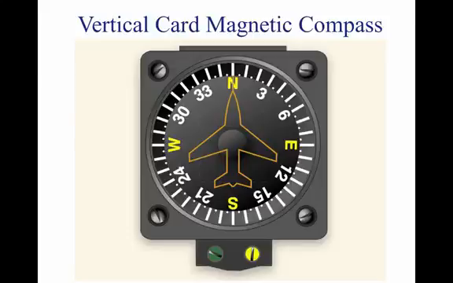The vertical card magnetic compass eliminates some of the errors and confusion. The dial of this compass is graduated with letters representing the cardinal directions, numbers every 30 degrees, and tick marks every 5 degrees. The dial is rotated by a set of gears from the shaft-mounted magnet, and the nose of the symbolic aircraft on the instrument glass represents the lubber line for reading the heading of the aircraft from the dial.